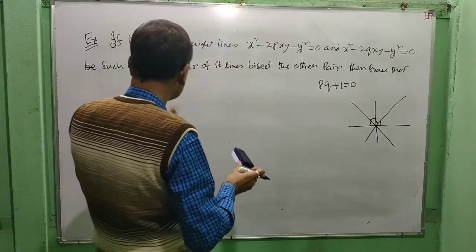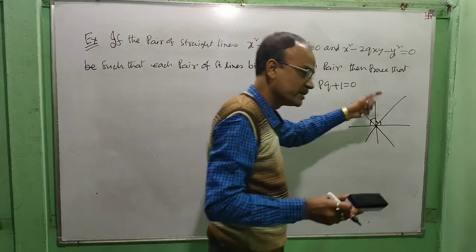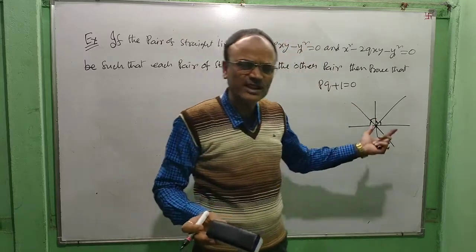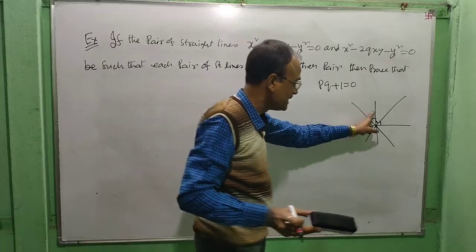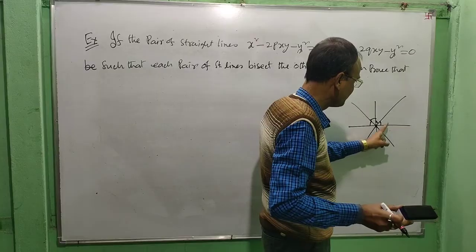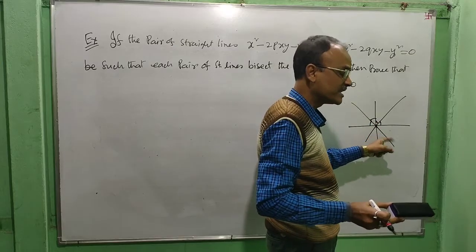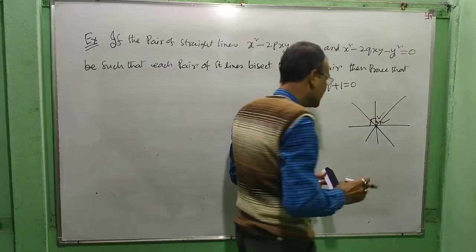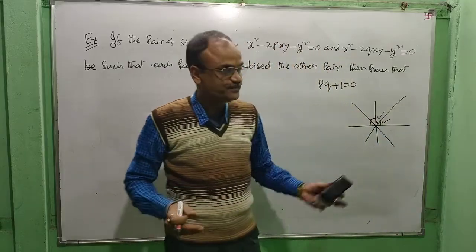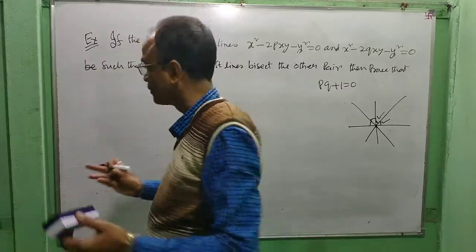You may write like this also: each pair of straight lines bisects the other pair. Bisecting the angle definitely means bisecting the angle between the two straight lines. This straight line bisects these two straight lines. What does it mean? It bisects the angle, so these two angles will be equal. Let us try to solve this problem.